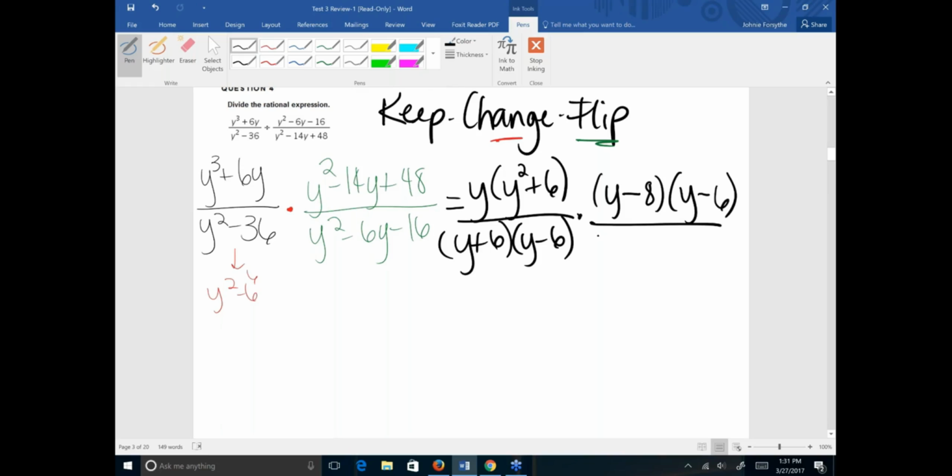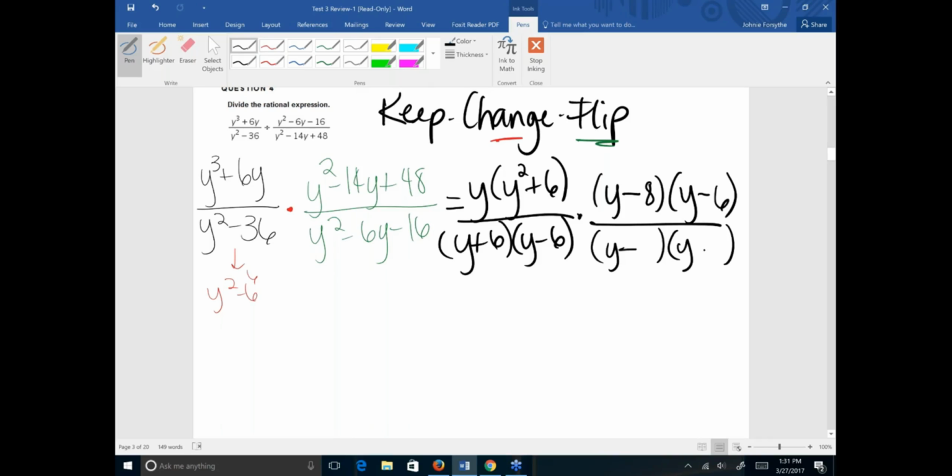So now I'm going to factor the bottom. So I'm going to set up my binomials. The leading coefficient is a 1, so I can go ahead and start off with y and y. And so let's take my signs. The first sign is negative, so I'm going to bring that here. And then I'm going to multiply the signs in the trinomial to get the second sign.